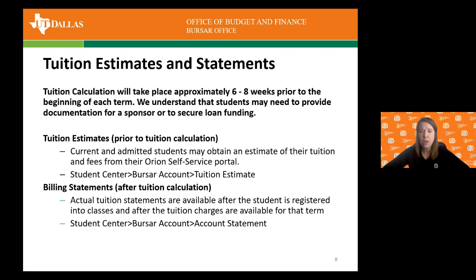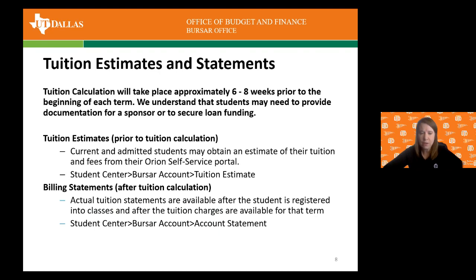We calculate tuition about 6 to 8 weeks prior to the beginning of each term. So if you were to go and register, let's say you registered today, your bill's not going to be available yet. We do that around, again, 6 to 8 weeks prior to the beginning of the term. Sometimes, like I said, we know that you may need to get a statement or get an estimate. So you can do a tuition estimate. Currently, admitted students can obtain an estimate of their tuition and fees from their Orion self-portal. So you can go in and actually do an estimate on your own and print that out and submit that to the lender or your sponsor, whoever it may be that needs that.